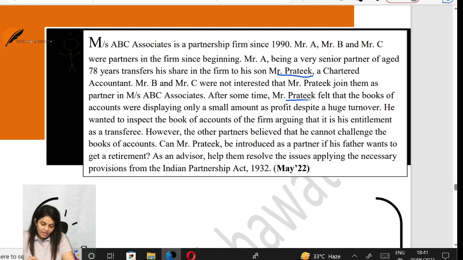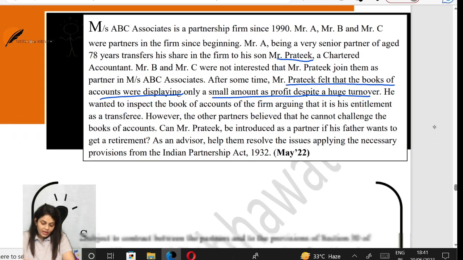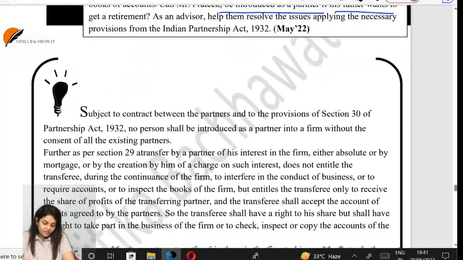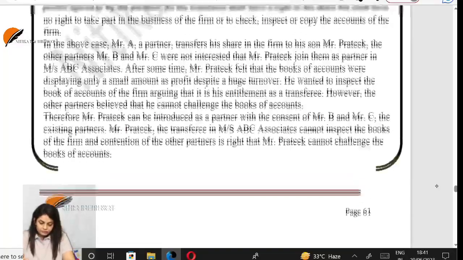After some time, Pratik felt that the books of accounts were displaying only a small amount of profit despite a huge turnover. He wanted to inspect the books of accounts, arguing that it is his entitlement as a transferee. However, the other partners believe that he cannot challenge the books of accounts. Can he be introduced as a partner if his father wants to retire?